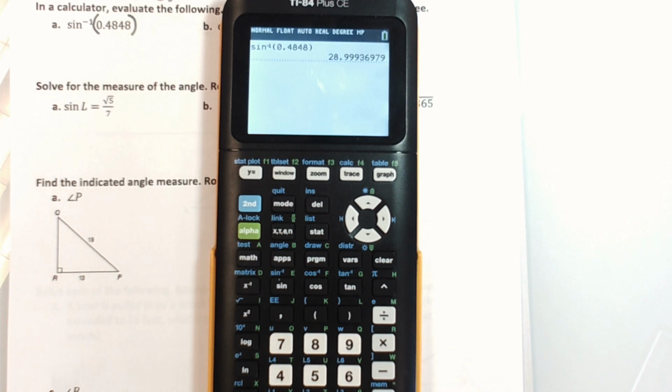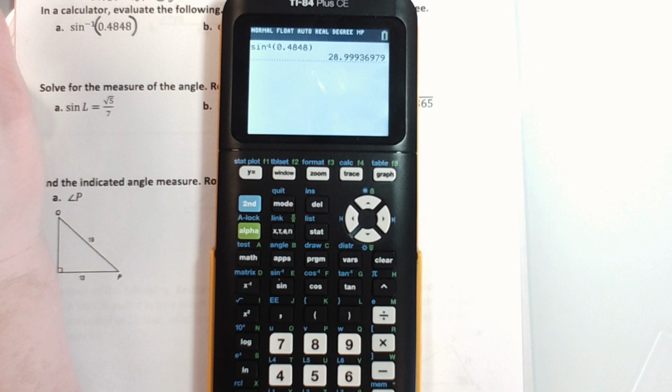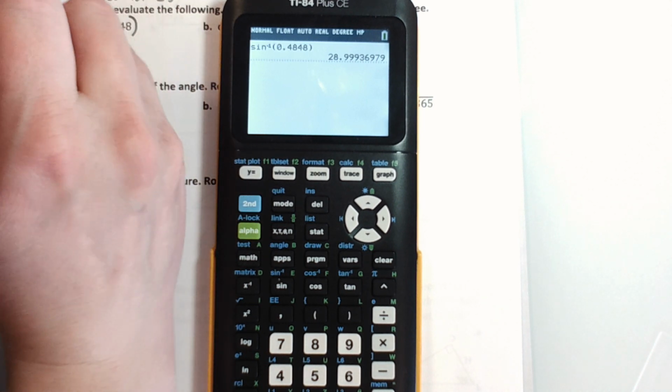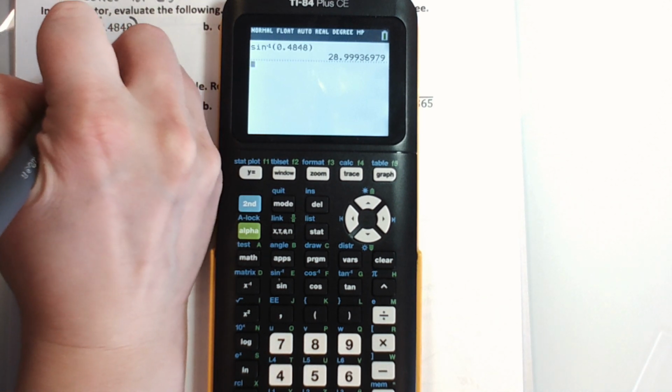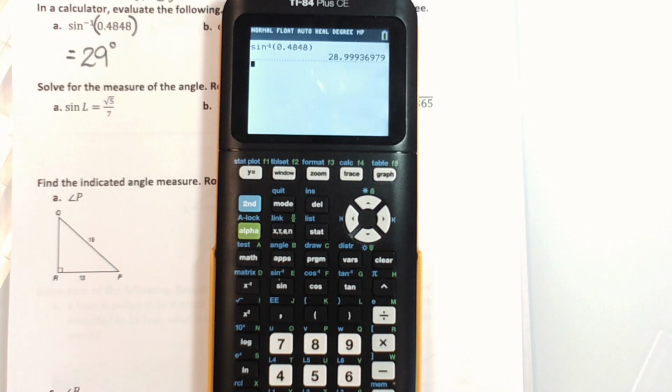What do the instructions say to round to? The nearest degree. The nearest degree, in other words, the nearest whole number. 28. Nearest whole number is not 28, it's 29. 29 degrees. That's what inverse trig gives you. It gives you an angle, gives you degrees.